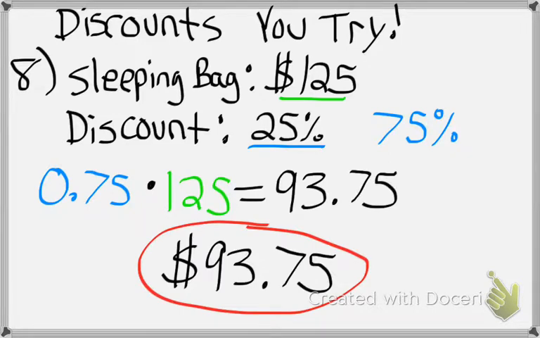So our final answer is $93.75. That is the price of this sleeping bag after we take off our discount. In other words, this is the sales price after the discount. So if we were doing a more realistic question, or a two-part question, and I asked what's the total cost after tax, you would use this amount and pay tax only on this amount, only $93.75. You would not be paying taxes on $125.